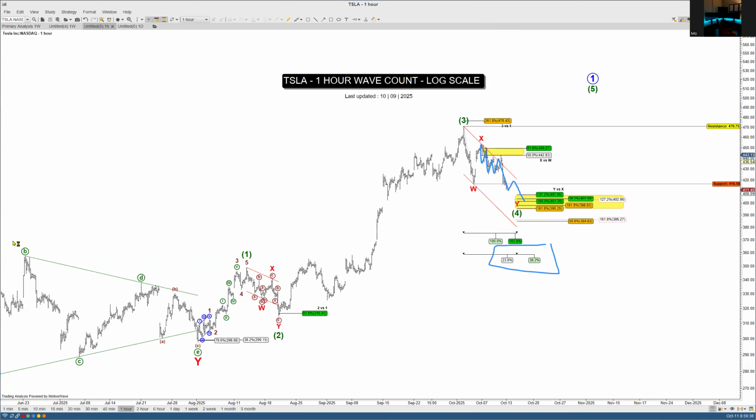But the point is that this zone right there is the one to watch. There's some serious fib sitting right there. So we'll watch. We'll see what happens.